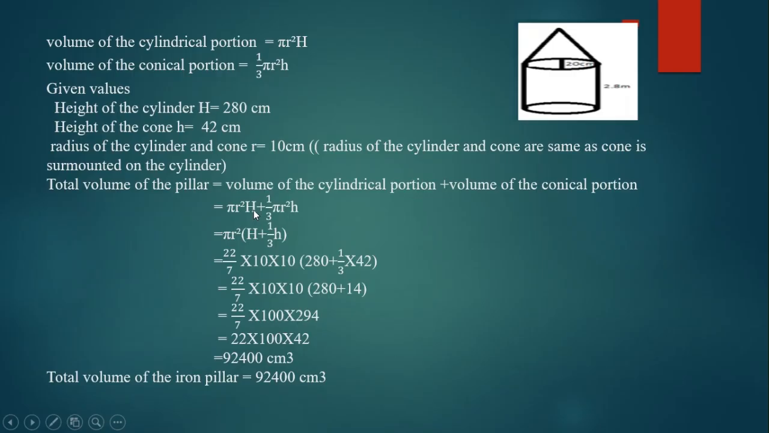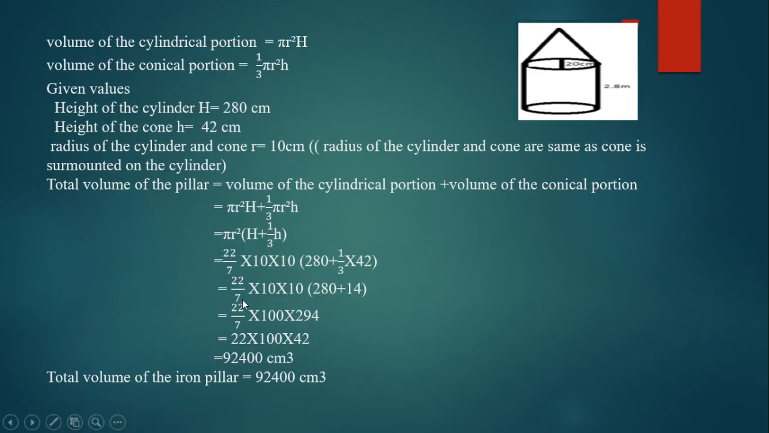Pi r square H for the cylindrical portion, 1 by 3 pi r square h for the conical portion. Both the terms have pi r square common, that's why I have taken pi r square common. Then here capital H, here 1 by 3 small h. So pi means 22 by 7, r square means 10 into 10. I have substituted. Capital H means 280 and 1 by 3 into 42. All the simplification we know pretty well. Whenever we are substituting the values, you can change the terms to make calculation convenient, but don't change the real values.